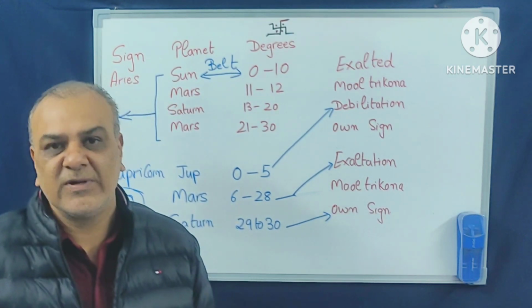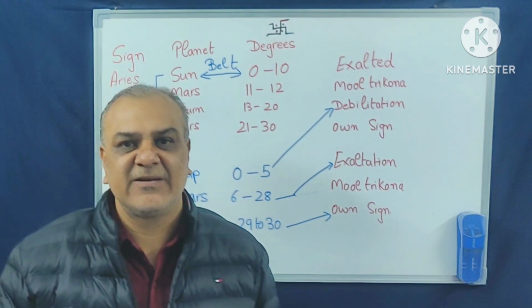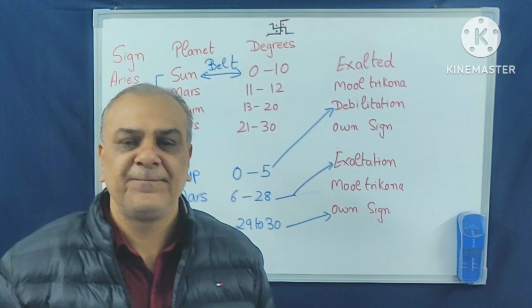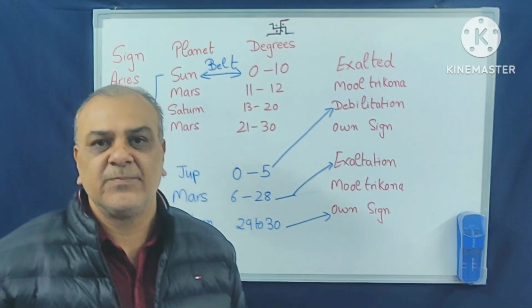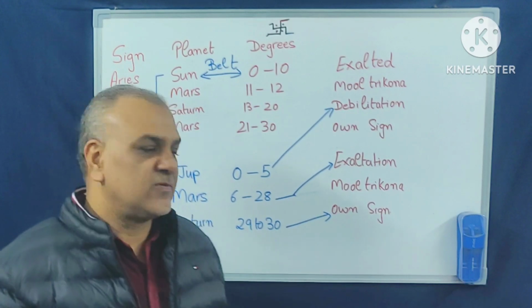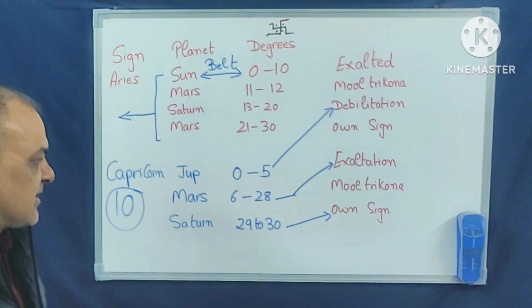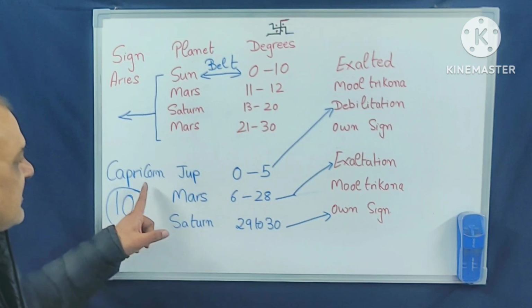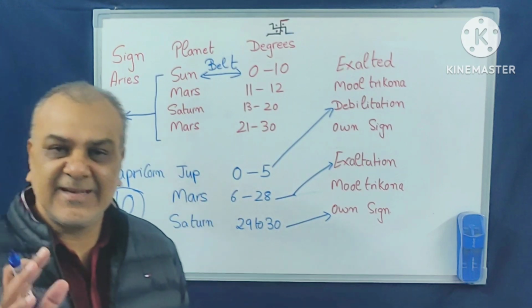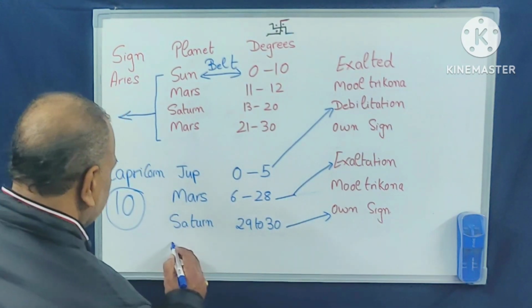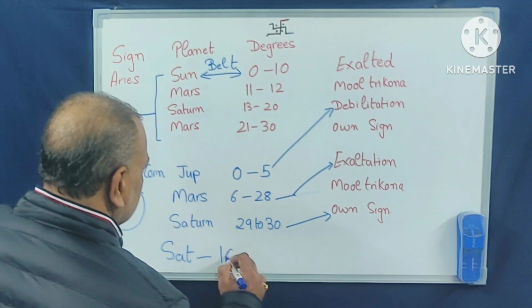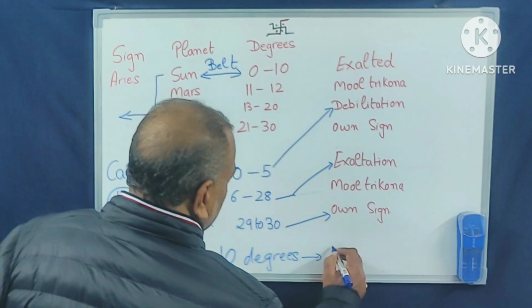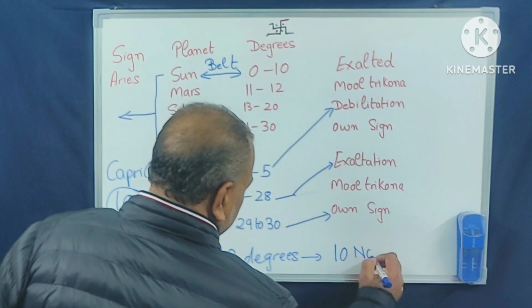So a lot of people make a mistake: when they see Saturn placed in the 10th number sign, they straight away predict that Saturn is placed in its own sign, and the predictions go wrong. So we will understand this with the help of an example. Let us say this Saturn is placed in Capricorn but at 10 degrees. This I will write down. Saturn 10 degrees in the 10th number sign.